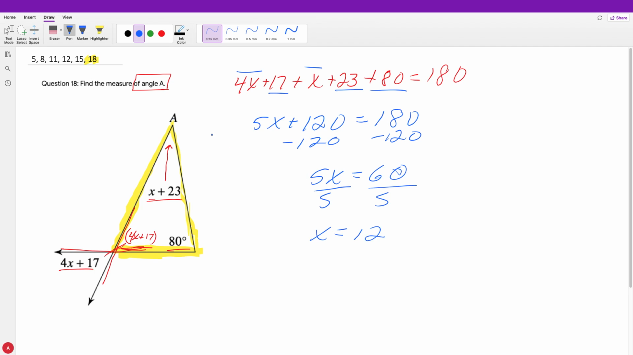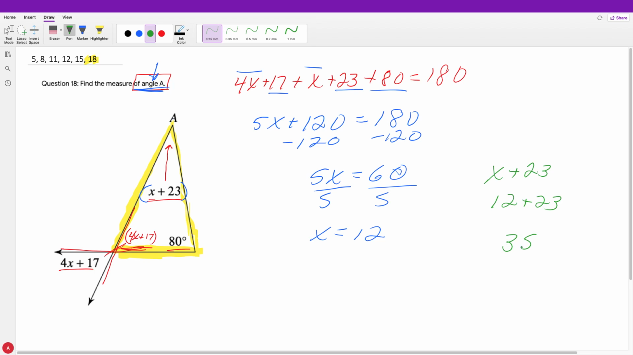All right, but remember, it didn't ask us to solve for x, it asked us to find the actual angle A. So A is equal to x plus 23, so my last thing I need to do is substitute that x into that. So x plus 23, so 12 plus 23 is then equal to 35. So the measure of angle A is equal to 35 degrees. All right, when we're asked to find the measure of it, we're saying, well, what is that angle actually equal to? It wasn't just solving for x.